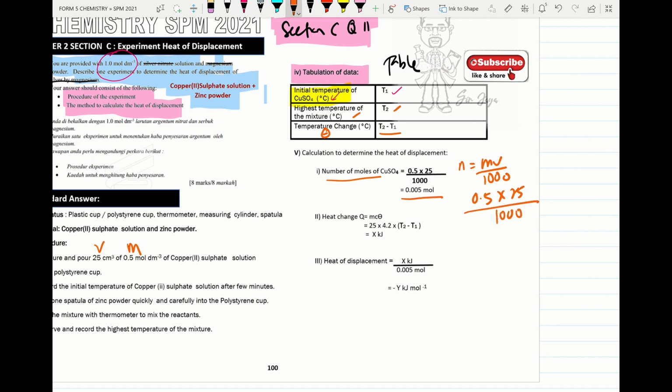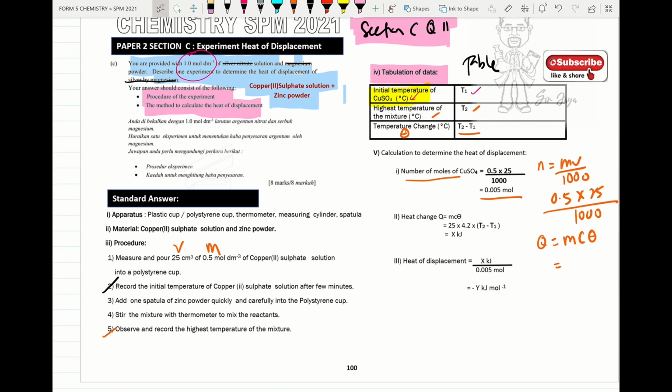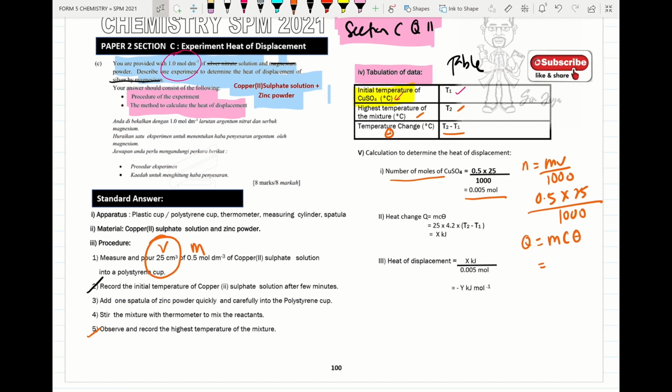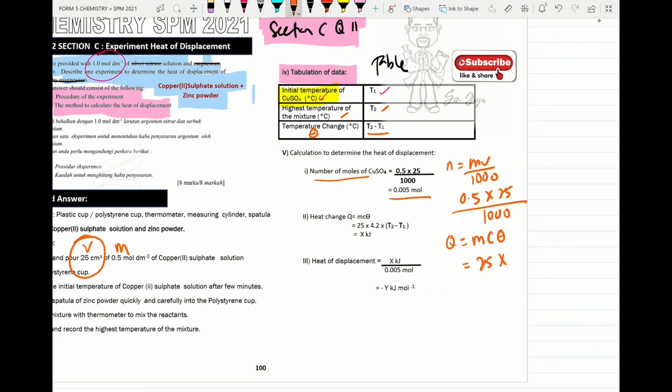All right, so next we go for heat change. So please remember heat change uses mc theta. All right, so m is the total volume, not the mass of zinc powder. Please ignore this, it will be m. So m will be total volume 25 and c, specific heat capacity, 4.2 joule per gram per degree Celsius, and the temperature change, please take everything like this, T2 minus T1. All right, so we represent it with x kilojoule. All right, so this is the answer.